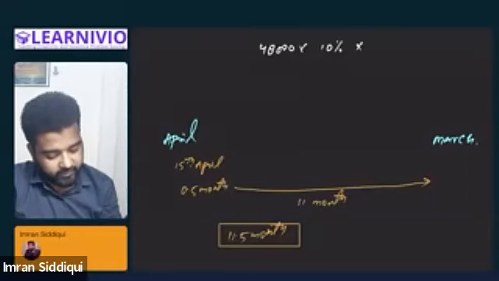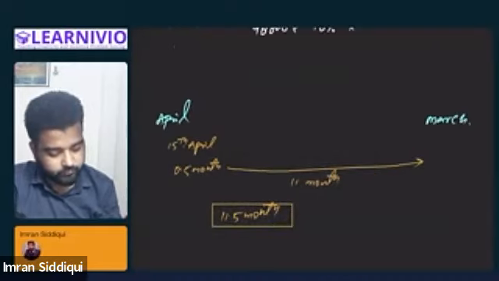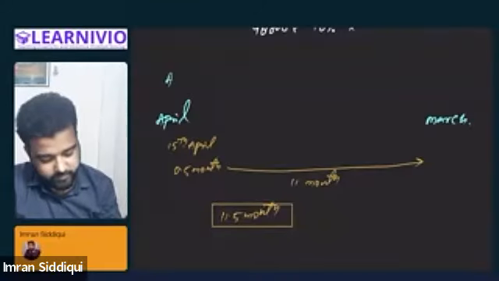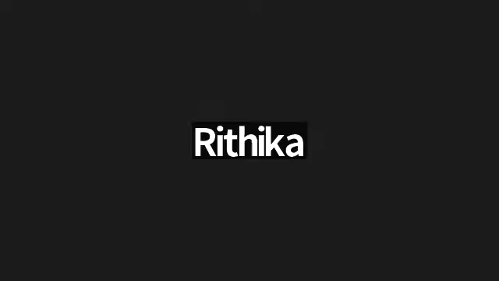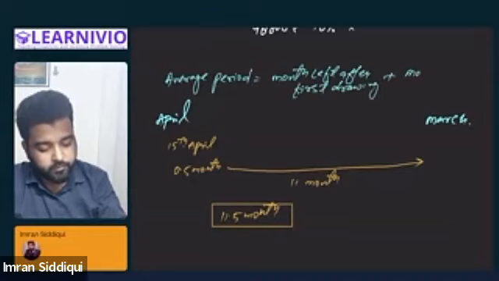So, do you remember the formula for finding out the average period? Yes, sir. The formula for average period is months left after first drawing plus months left after last drawing, divided by 2. Correct. So months left after first drawing, and then we'll add months left after last drawing.